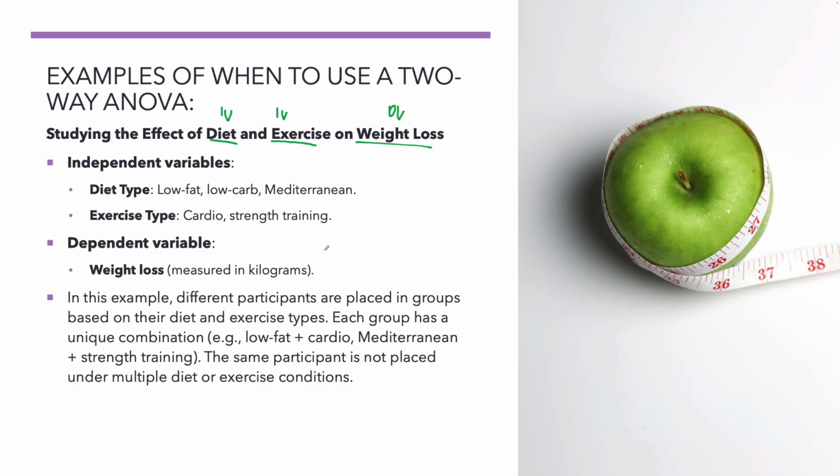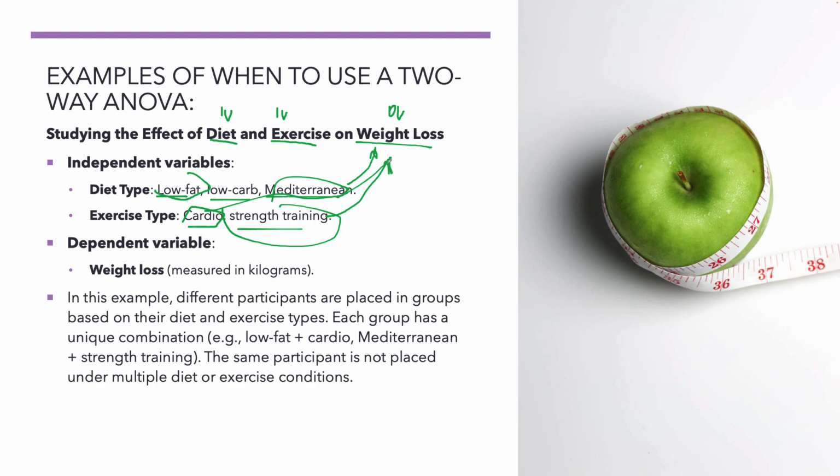Well, that means if I'm looking at diet, diet has a couple of levels here. We have low fat, we have low carb, we have Mediterranean. So which one of these levels within this independent variable is more advantageous to weight loss? Then if I look at exercise type, it has two levels, right? Cardio and strength training. Is there a combination of low fat and strength training which has a greater impact on weight loss? Or maybe it's cardio and Mediterranean that has a greater impact.